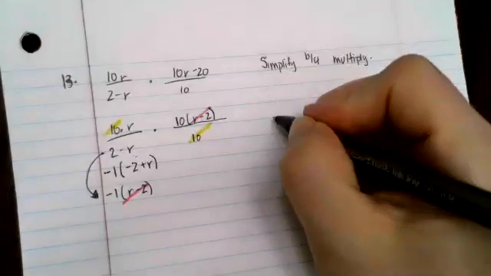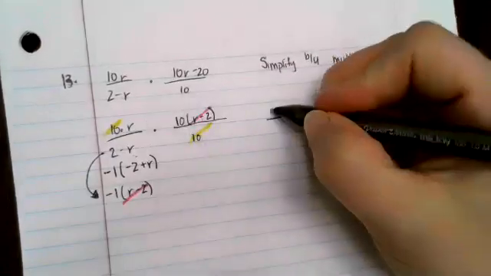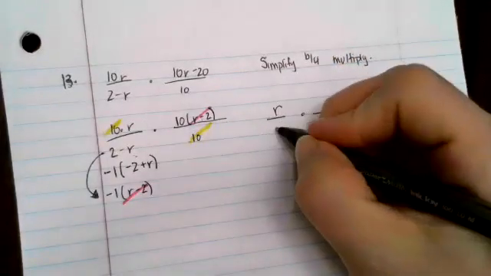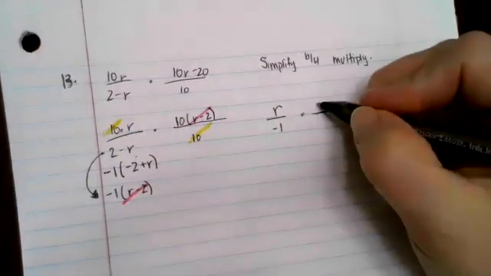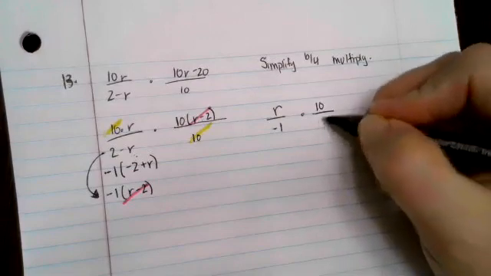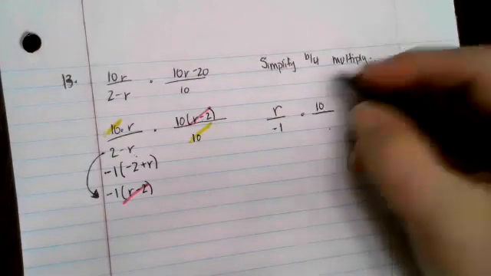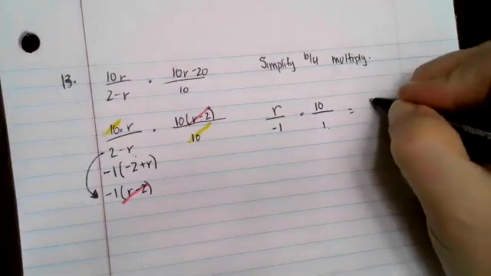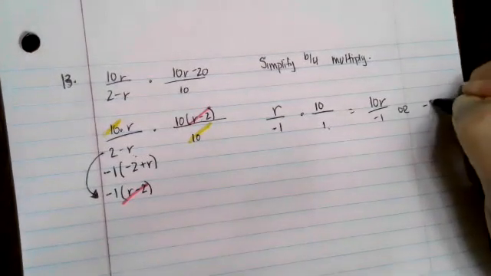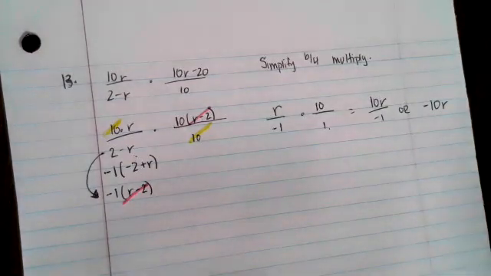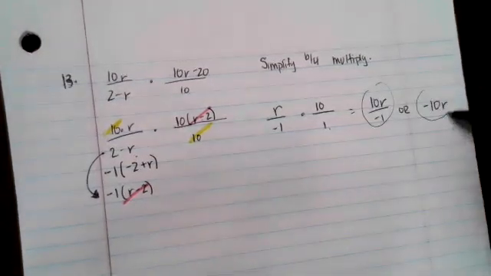So now I can take out an r minus 2 from each of those. If I rewrite this, my first numerator has an r, my first denominator has a -1, because I need to account for that. My second numerator has a 10, and I don't have anything left in my second denominator, so I'll put a 1 there to hold its place. So I end up with 10 times r over -1, or I can write that as -10r. So I'm good with either one of these answers.